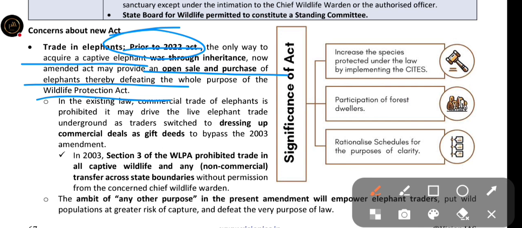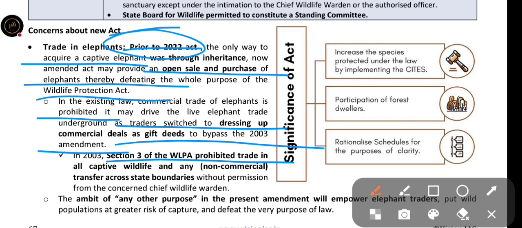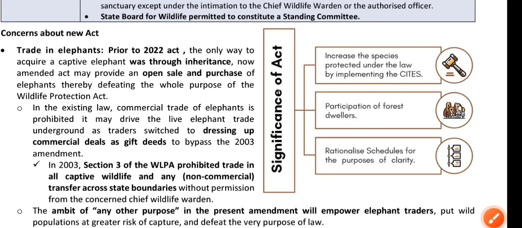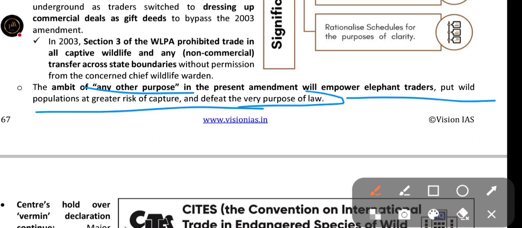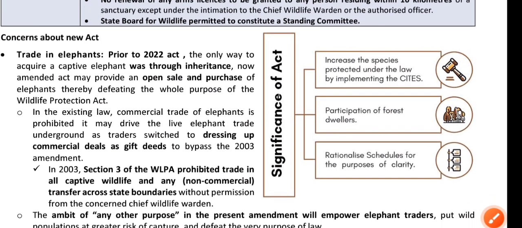And in the existing law, commercial trade of elephants is prohibited. It may drive the live elephant trade underground as traders switch to dressing up commercial deals as gift deeds to bypass the 2003 amendment. In 2003, Section 3 of the Wildlife Protection Act prohibited trade in all captive wildlife and any non-commercial transfer across state boundaries without permission from the concerned chief wildlife warden. The ambit of any other purpose in the present amendment will empower elephant traders, put wild populations at greater risk of capture and defeat the very purpose of the law. Okay, so you should remember this.